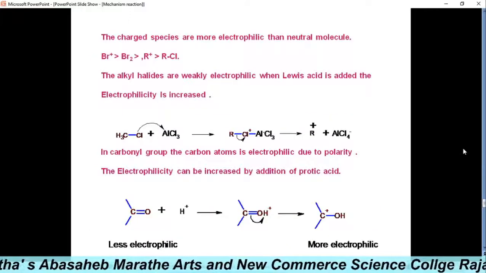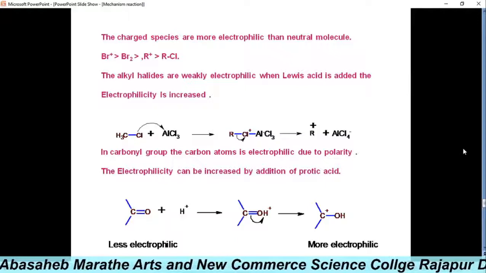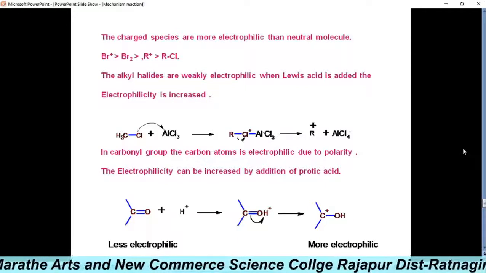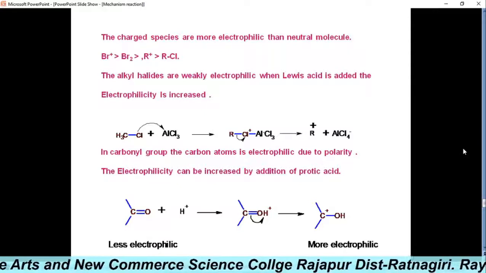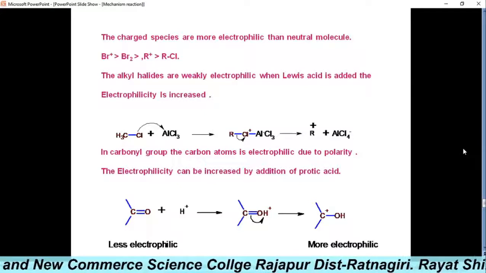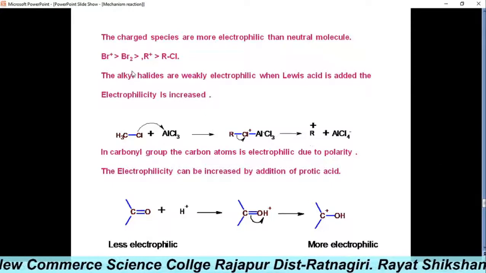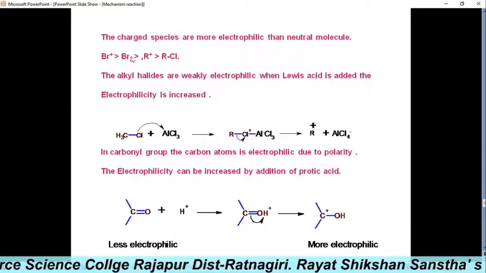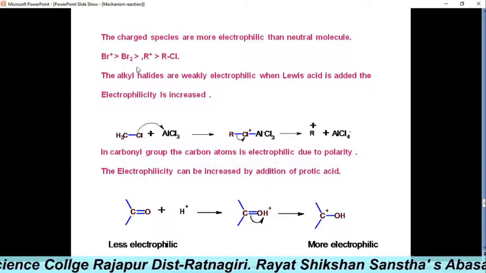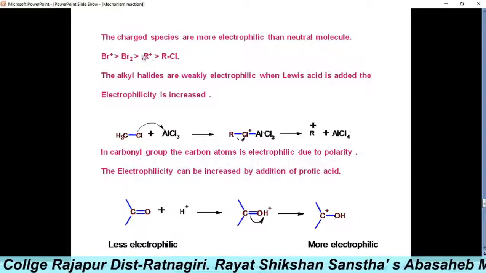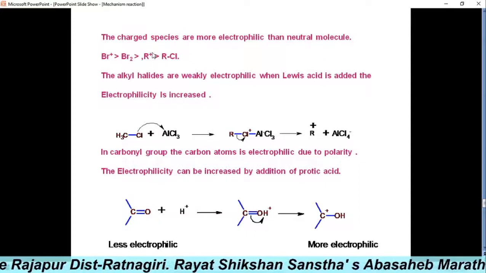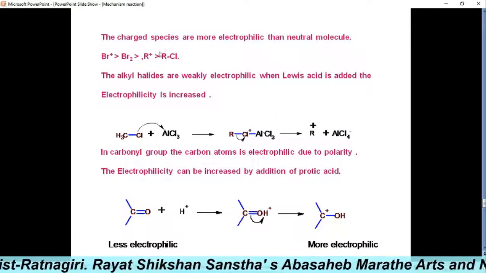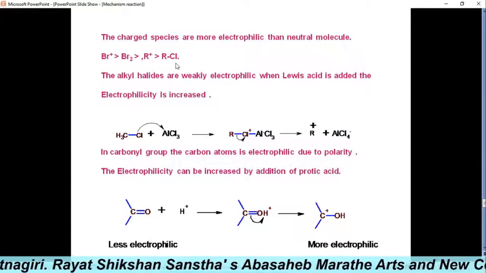Now we look at charged species. Charged species are more electrophilic than neutral molecules. For example, this is a charged species, Br plus, which is more electrophilic than Br2 as a neutral molecule. Similarly, R plus is a greater electrophile than an alkyl chloride as a neutral molecule.